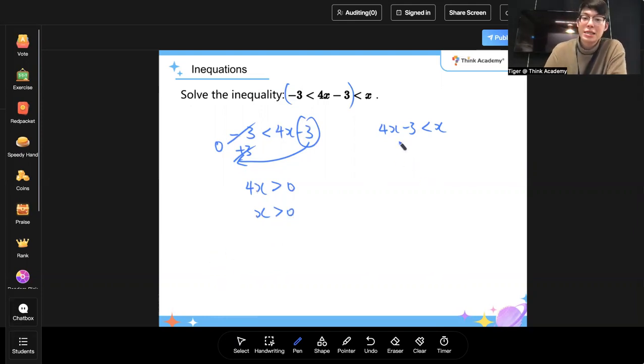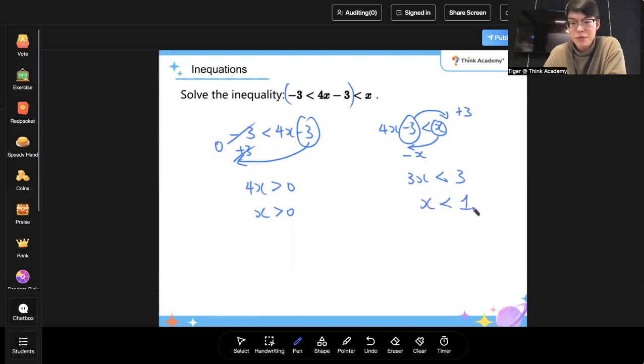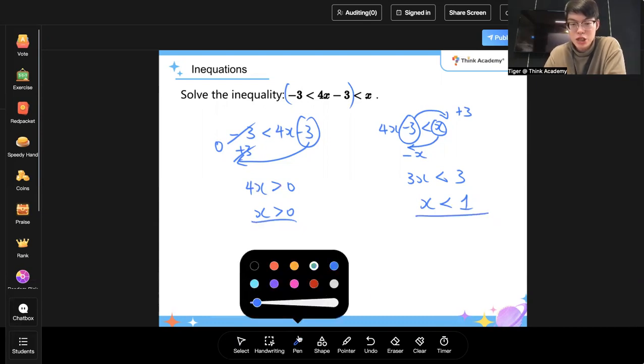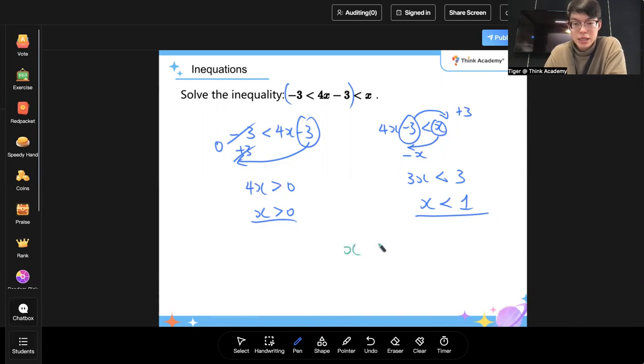All right, and the other side, 4x take away 3 is less than x. So if you just move the minus 3 to the right-hand side, it becomes plus 3. If you move the x to the left-hand side, it becomes minus x. So 4x take away x, that's 3x, is smaller than plus 3, which is 3. Now dividing by 3, we know x is smaller than 1. Hence, combining these two answers, x is greater than 0, x is smaller than 1. So x is smaller than 1 and greater than 0.